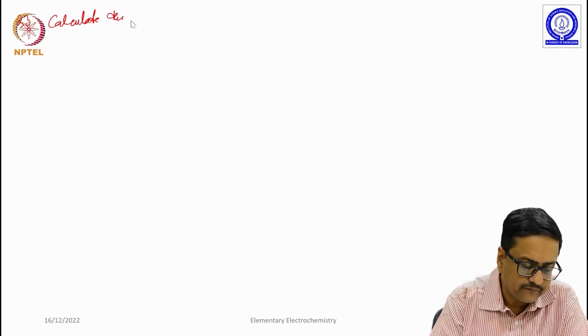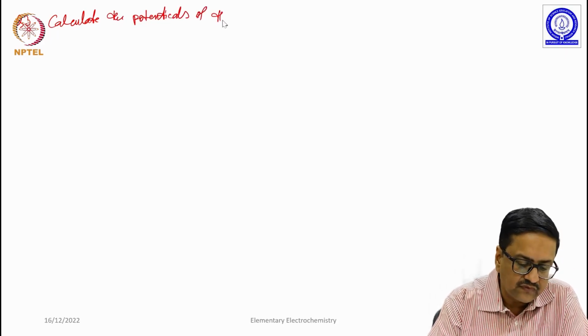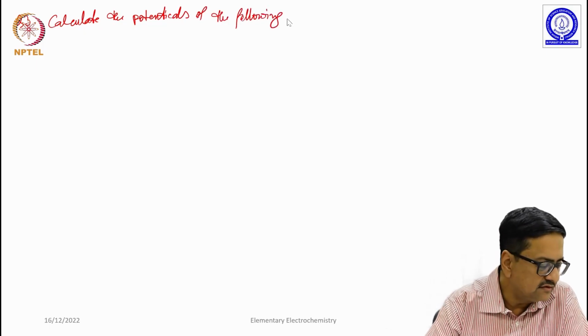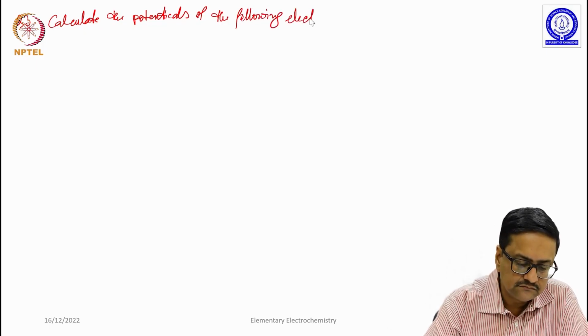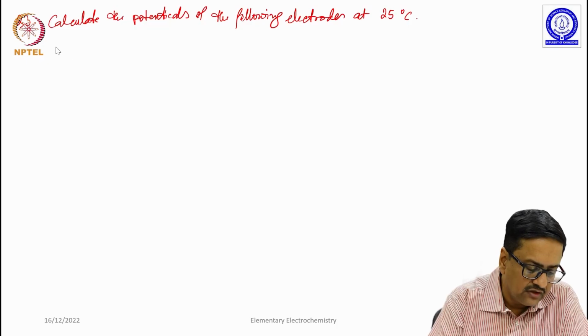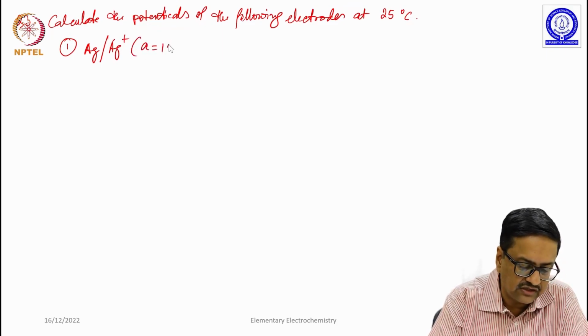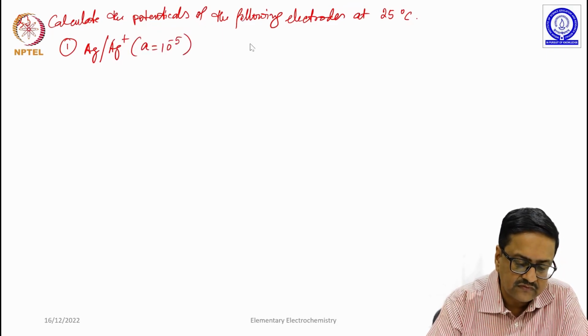Calculate the potentials of the following electrodes at 25° centigrade. So one is Ag plus with activity equal to 10 to the power minus 5.